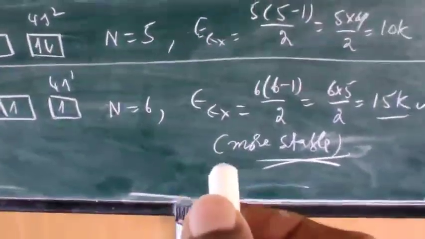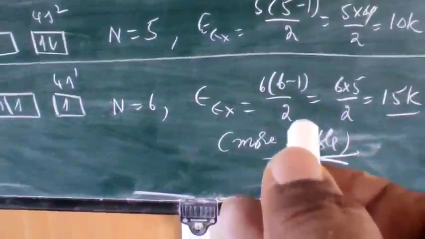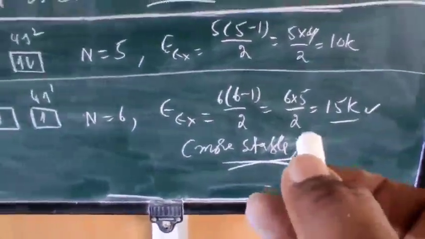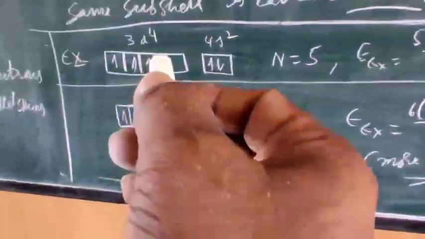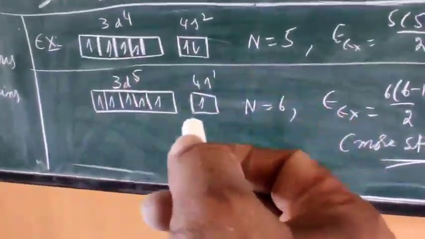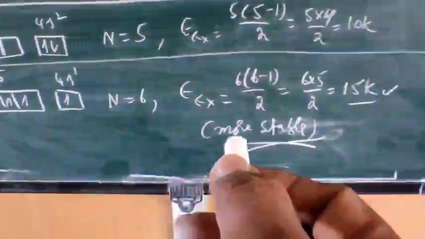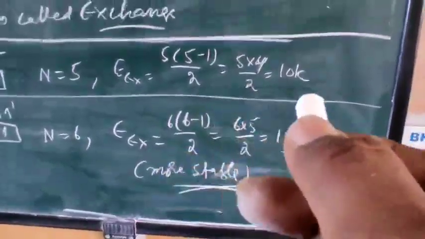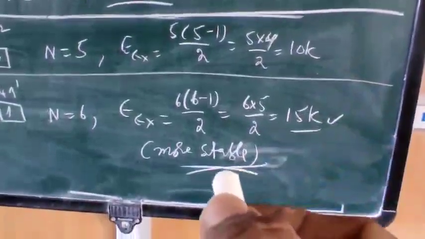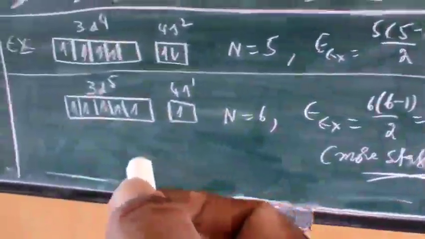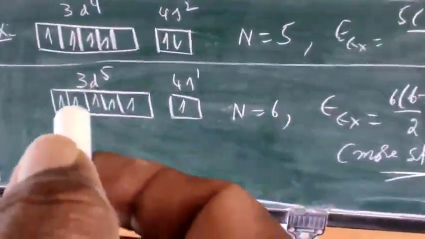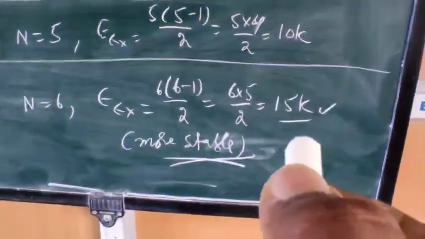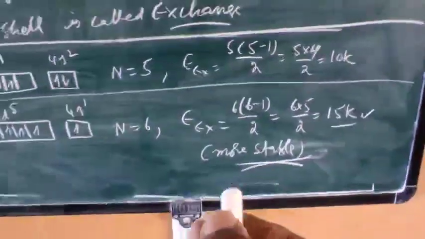Then Ex is equal to n(n-1)/2, so 6 into 5 by 2, 15k. If you observe, the number of electrons here is 4 plus 2, 6, and here 5 plus 1, 6. But the exchange energy in the second case is 15k, in the first case only 10k. So the configuration with 3d5 4s1 is more stable because of more exchange energy.